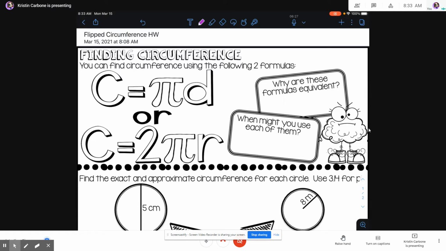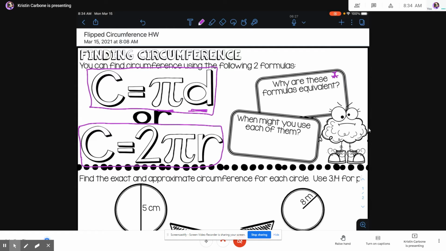Earlier today in class, we discovered that the circumference, which is also known as the perimeter of a circle, can be found by taking pi and multiplying it by your diameter. Now, we also said that there's an alternate formula, which is c equals 2 times your radius times pi, because two radii are in one diameter. So why are these formulas equivalent?